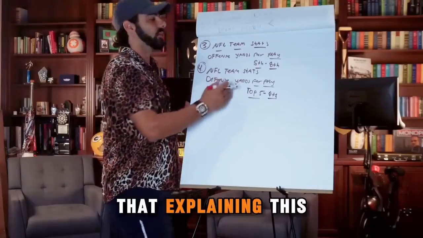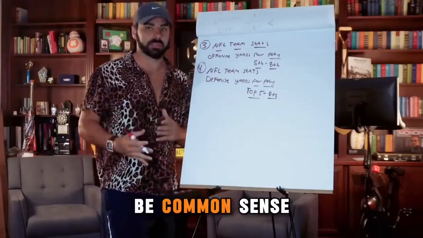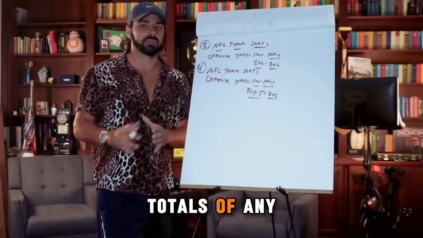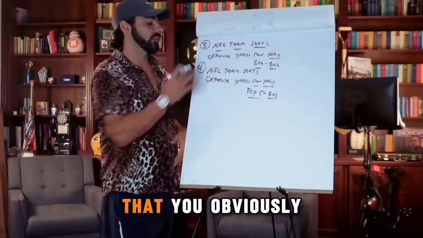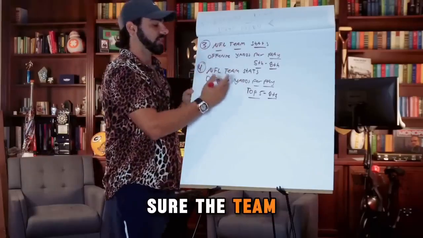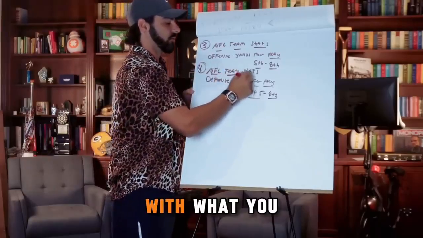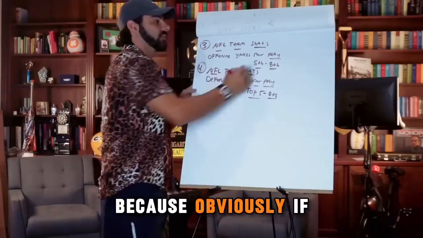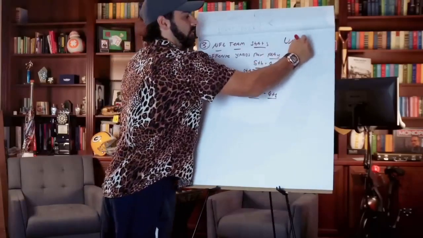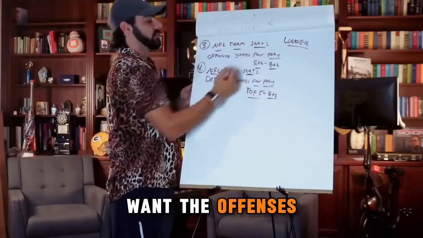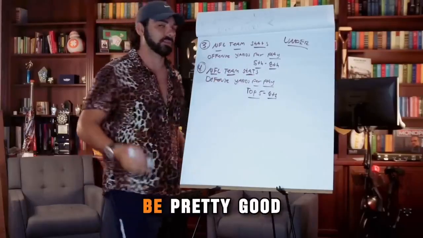Now, I know that explaining this could be common sense, and it should be common sense for a lot of people when you're betting totals of any kind, over-unders, that you obviously want to make sure the team stats line up perfectly with what you are doing. Because if we're looking at an under, then yeah, you want the offenses to be pretty bad, but you want the defenses to be pretty good.